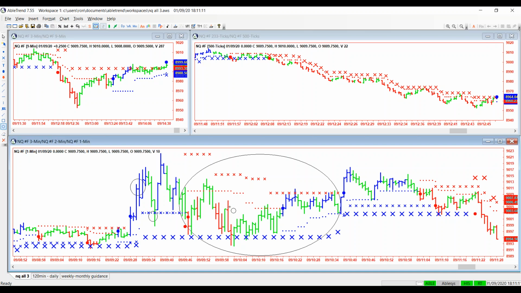It kept us out of this choppy sideways mess. Nobody in the world could have made money during that period, unless you just flipped a coin and got lucky. Anybody could do that. But that's the best part of AbleTrend. It just keeps us out of this ugly mess.